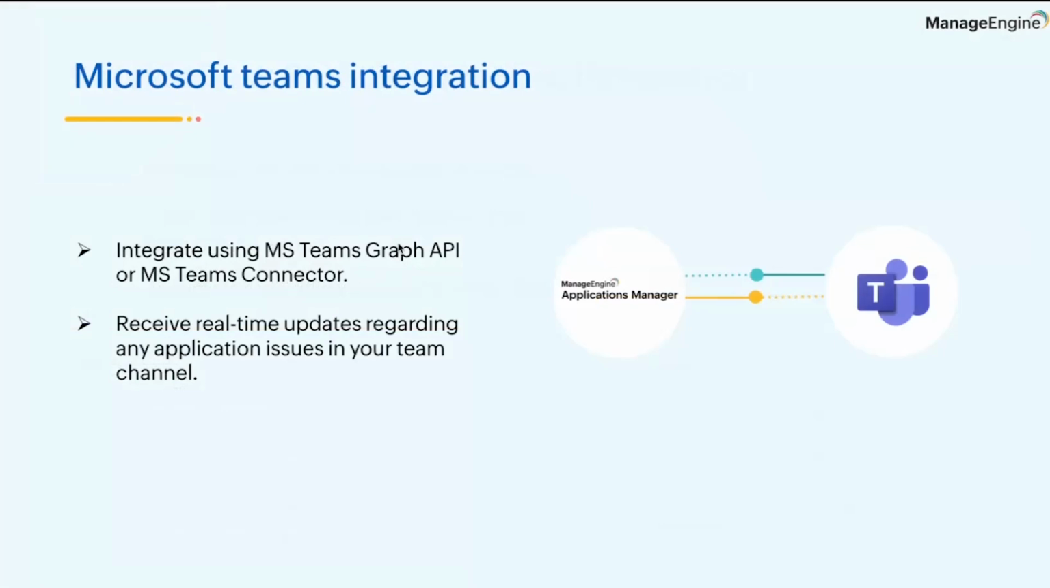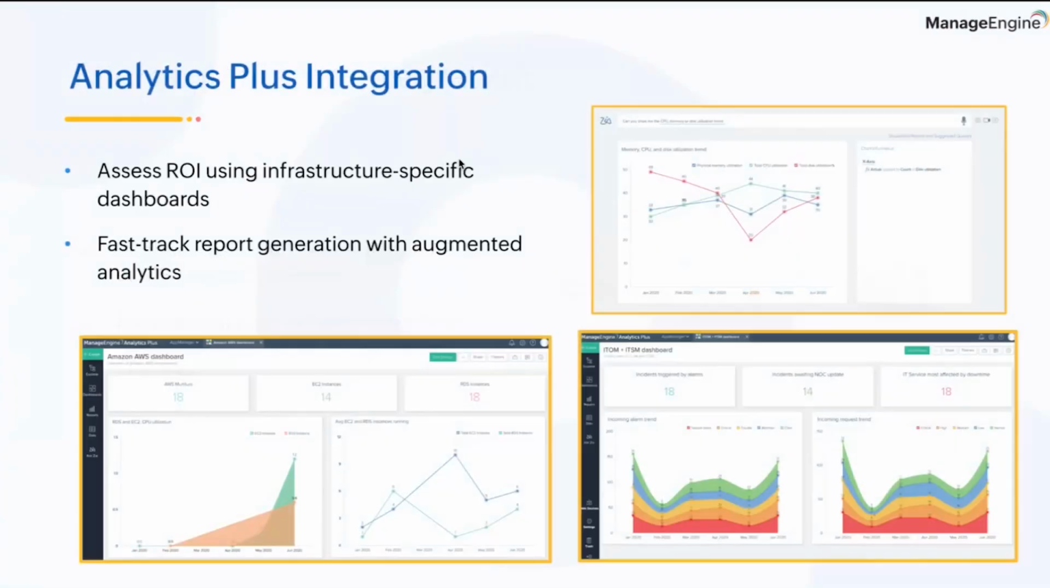Now, apart from this, we also provide tight integration with Microsoft Teams. So you'll be able to integrate with the MS Teams Graph API or by using the MS Teams connector. You'll be able to receive real-time updates regarding any application issues in your team channel, and this is applicable to Slack as well.